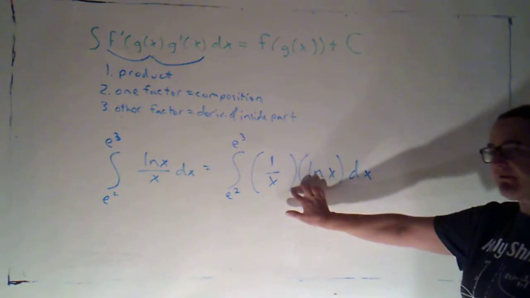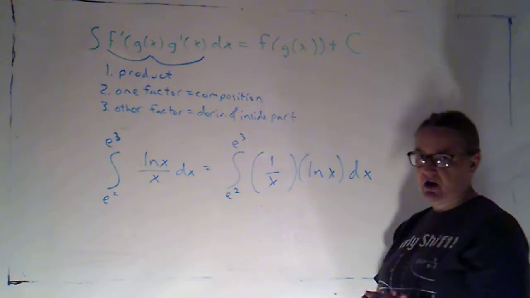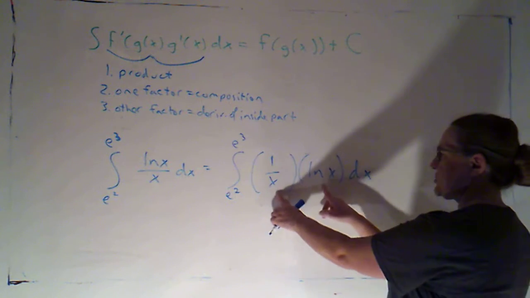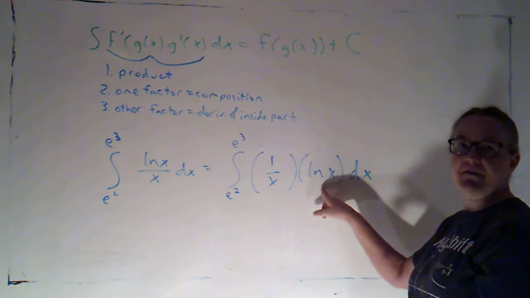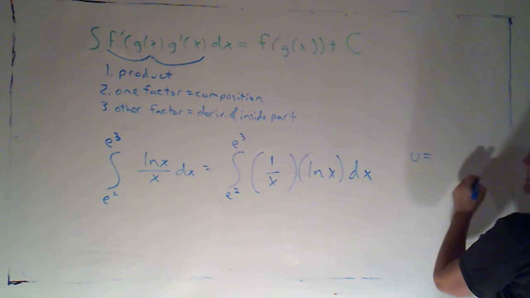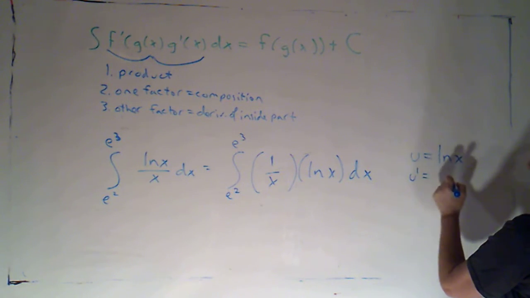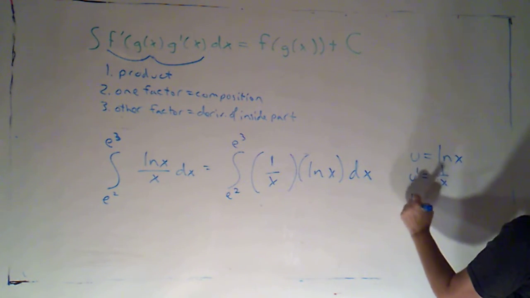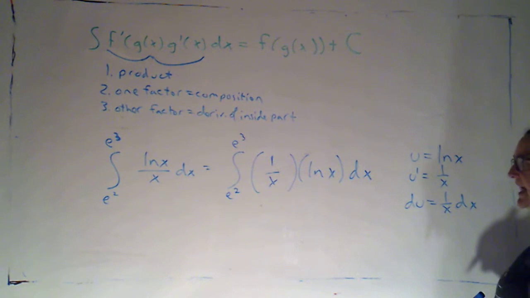So I do have now a product. Now, neither of these factors is a function composition, but there is a very strong connection between the two factors because this one is the derivative of that one. Okay. So if I did a U sub, I'd just get U equals the natural log of x. U prime is 1 over x. Du would be 1 over x dx.